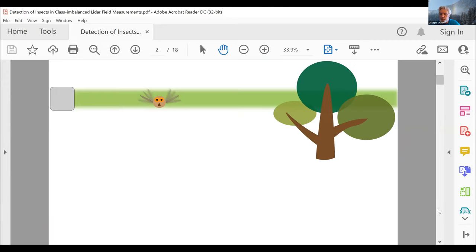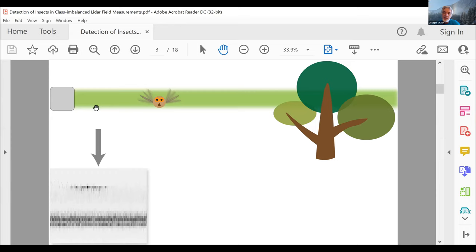This shows you. Okay, so here's the concept, right? The insect's wings are flapping. The tree is not flapping. So this gives us a DC signal. This gives us a frequency that is not DC. What we get is a signal that looks like this. If this is range and time, we get an insect signal.